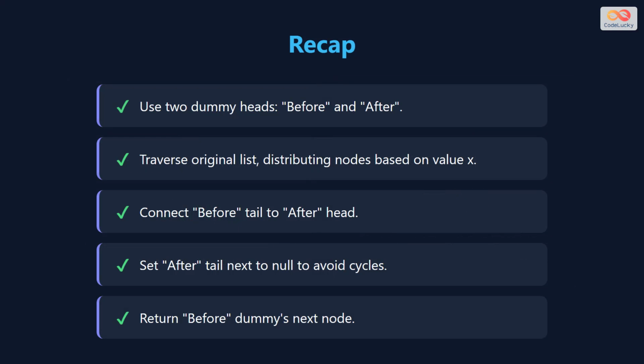To summarize, initialize two dummy heads, traverse the list and distribute nodes into two groups, connect the smaller list to the larger list, and finally, don't forget to terminate the larger list to prevent cycles. Return the next node of your before dummy, and you are done.